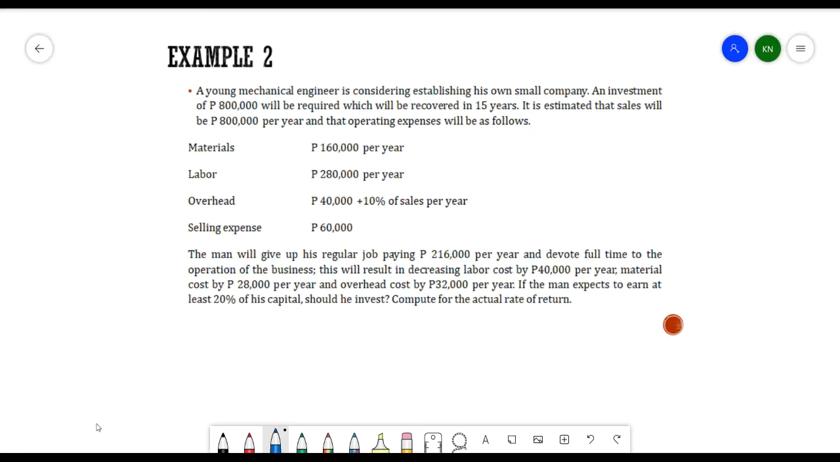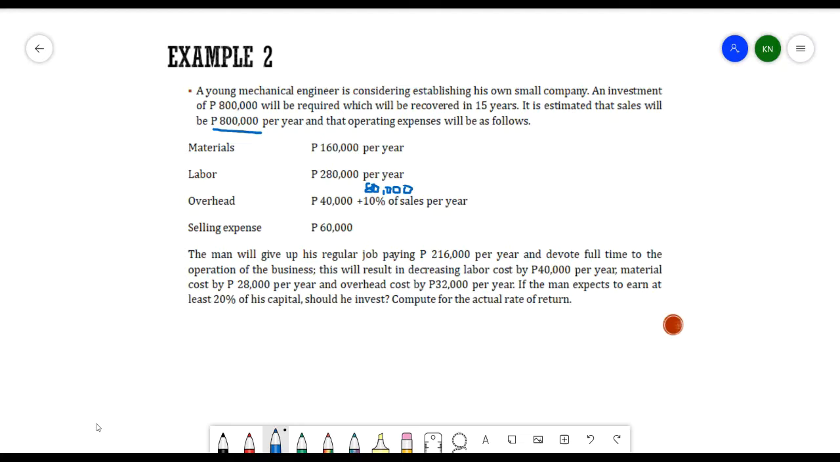company. An investment of 800,000 pesos will be required, which will be recovered in 15 years. It is estimated that sales will be 800,000 pesos per year and that the operating expenses will be as follows. Materials is 160,000 pesos per year. Labor is 280,000 pesos per year. Overhead is 40,000 plus 10% of the sales per year. Since the sales per year is 800,000 pesos, 10% of that is 80,000 pesos. And the selling expense is 60,000 pesos.